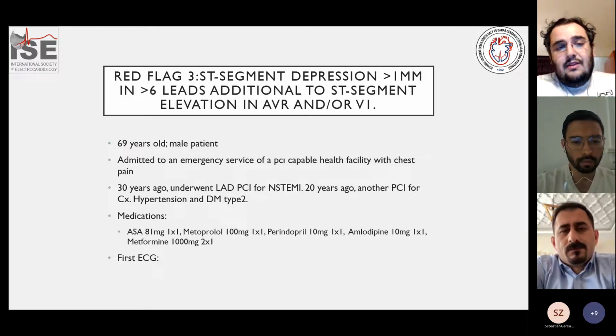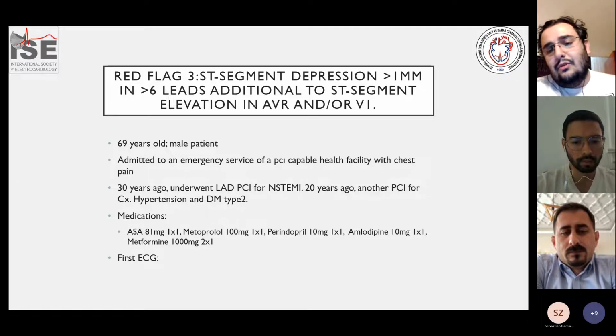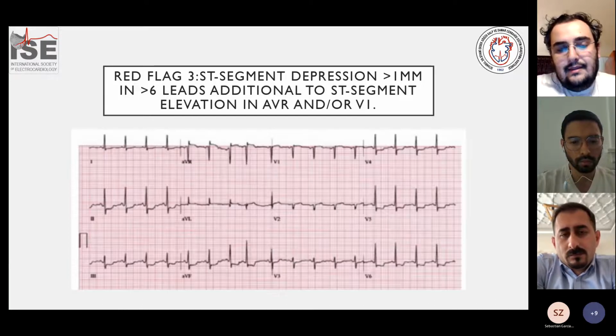Same patient, 20 years later, this time again with chest pain. 30 years ago LAD PCI, 20 years ago circumflex PCI. This time he also has hypertension and diabetes mellitus. He is using aspirin, metoprolol, perindopril, amlodipine, and metformin. First ECG is like that.